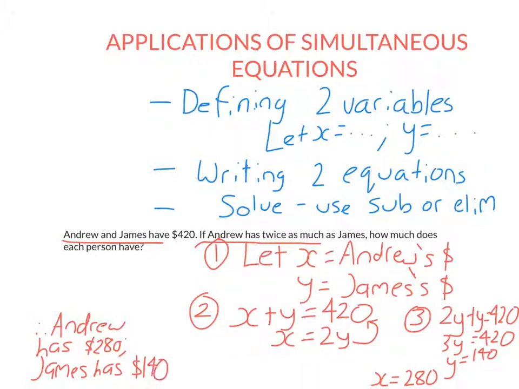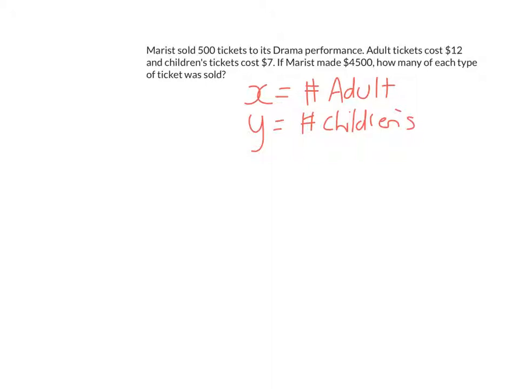All right, I'll show you a question now that's a little harder. Okay, so let's do this example here. Myra sold 500 tickets to its drama performance. Adult tickets cost $12. Children's tickets cost $7. And if Myra made $4,500, we have to find out how much of each type of ticket was sold. So this is appropriate to use simultaneous equations because we want to find two things, and they are the two variables we define. So we want to find, firstly, the number of adult tickets, and we also want to find the number of children's tickets. So that's why we're going to use simultaneous equations, two variables.